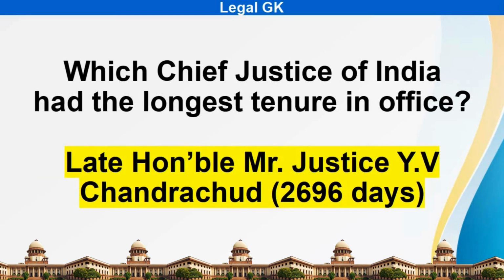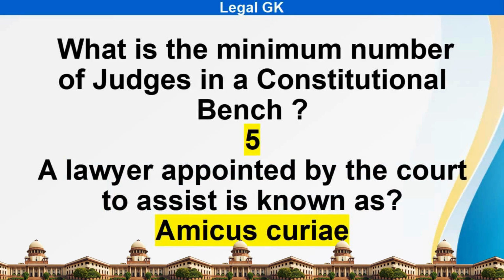Which Chief Justice of India had the longest tenure in office? The late Honorable Justice Y.V. Chandrachud, 2696 days. What is the minimum number of judges in a constitutional bench? 5. A lawyer appointed by the court to assist is known as amicus curiae.